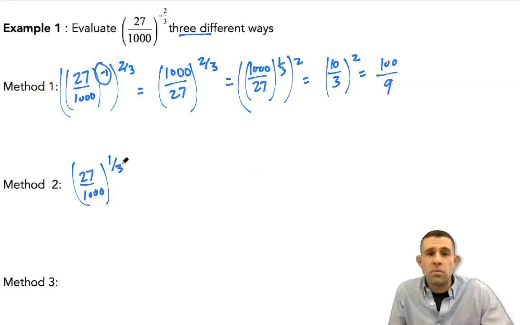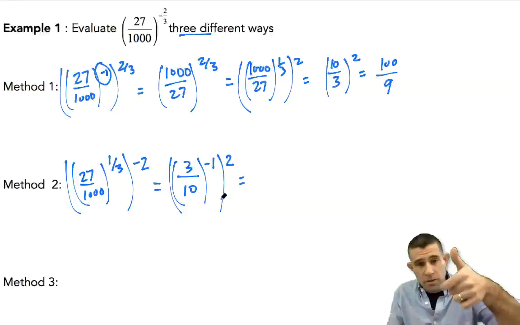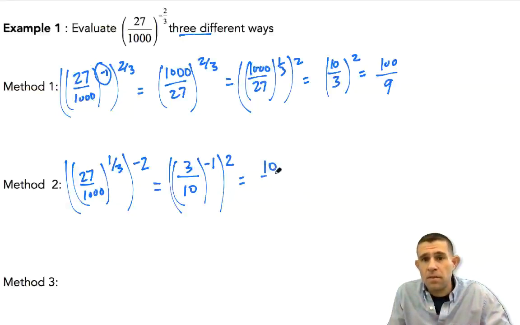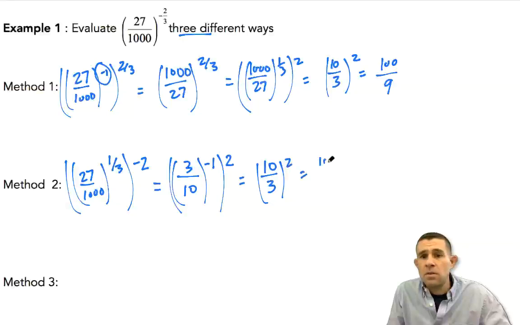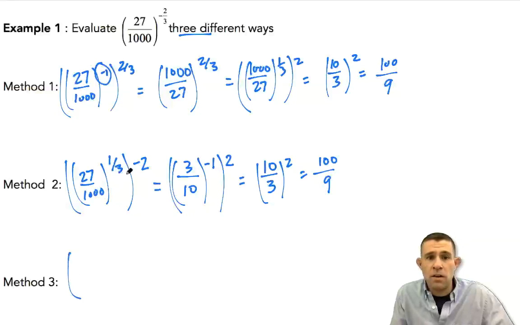So we're going to take the cube root, and then we're going to take that to the negative second power. So the cube root of both 27 and 1,000 is 3 over 10. And now we're going to take the negative of that piece and then square that. So remember, those negative exponents just make us take the reciprocal of that base. So now it's going to be 10 over 3 instead of 3 over 10 squared, which again leads to 100 over 9. And finally, our last method is we can square everything first.